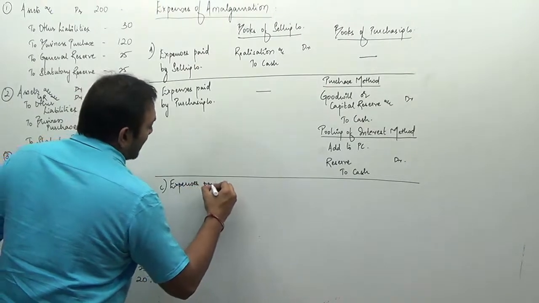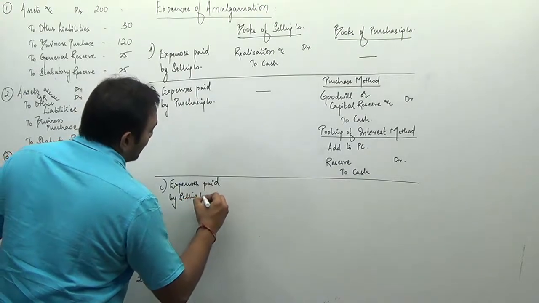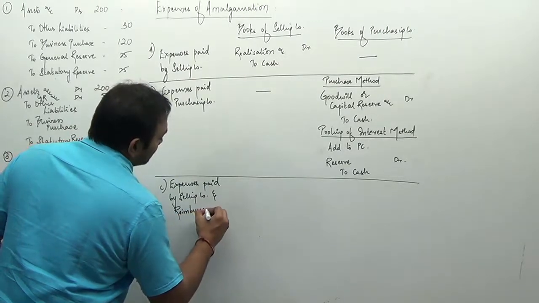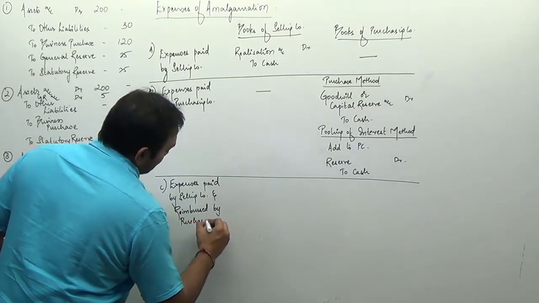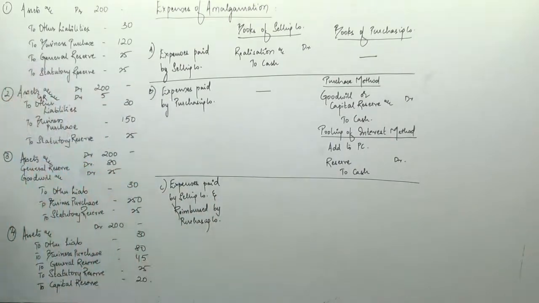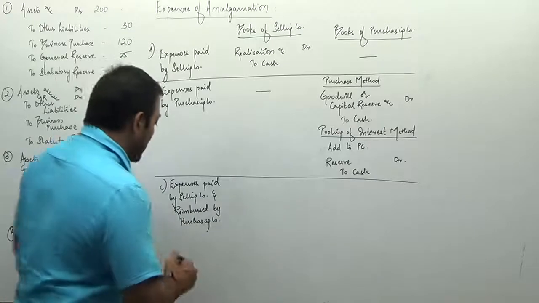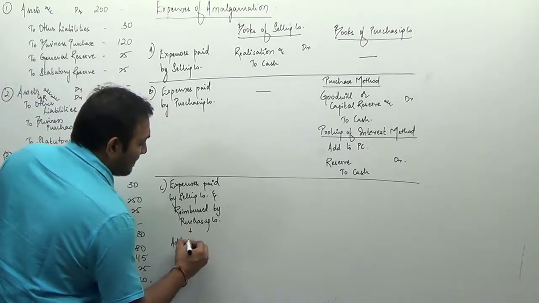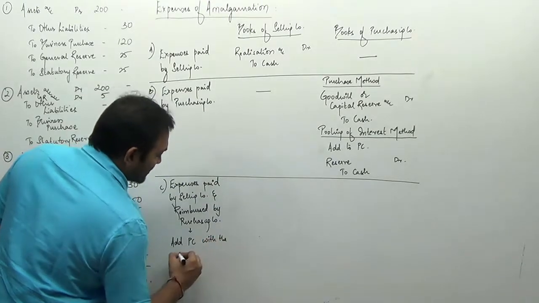When the expenses are paid by selling and reimbursed by purchasing, when the expenses are paid by selling company and reimbursed by purchasing company, in this case, basically what we'll try to do is add purchase consideration with the expenses reimbursed.